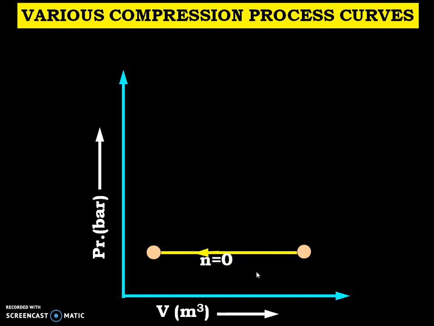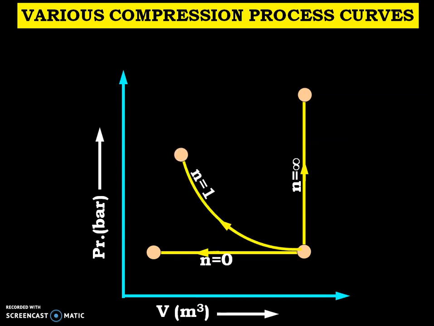Now how can we draw the constant volume process on the PV diagram? Yes, it is a vertical line, and for that the value of n, that is the index, is equal to infinity. Now how can we represent the isothermal process? By a curve, and the value of n for the isothermal process is 1, that is n equals 1. And what is this? This one is the adiabatic process, where n equals gamma, and the law is PV^gamma equals constant.